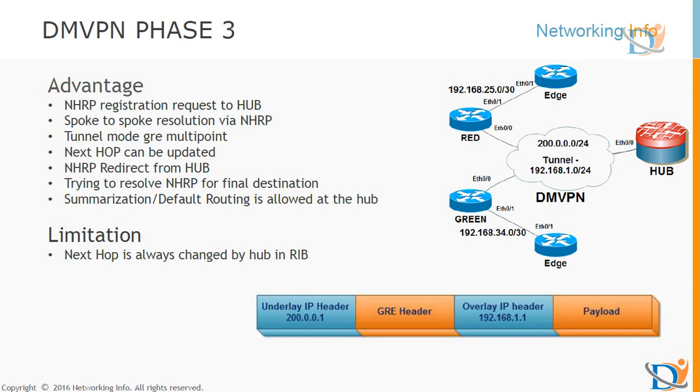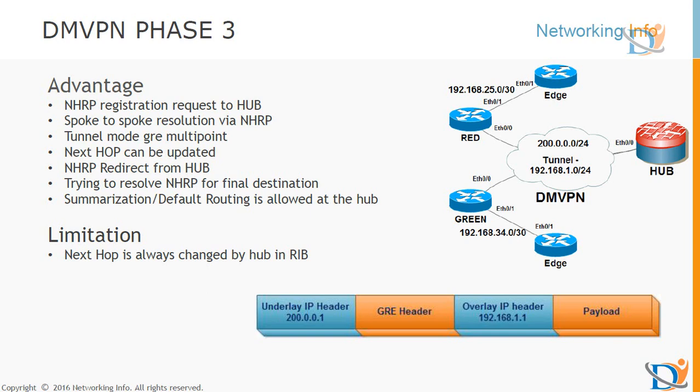We have advantages like the NHRP registration request to the hub. Of course, in Phase 3 we have spoke to spoke resolution via NHRP. We have an on-demand tunnel between spokes, tunnel mode GRE multipoint. On all the spokes including the hub, we have to define tunnel mode GRE multipoint. In this case, the next hop can be updated in DMVPN Phase 3. If we see an OSPF point to multipoint network, then we will see the next hop is updated by the hub.